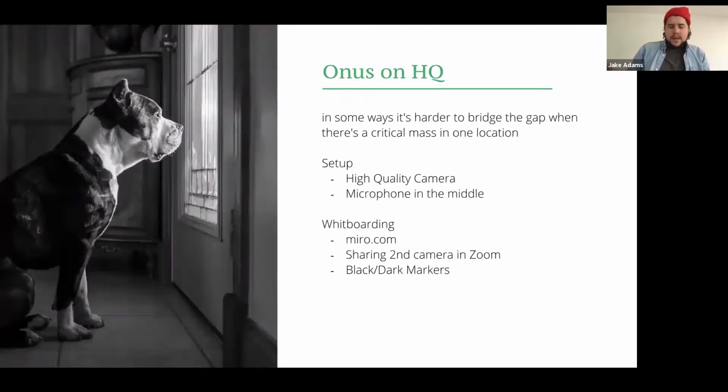Great. And then the next principle is the onus is on HQ. The onus is on HQ to create an environment where remote employees can collaborate effectively. This is very practical stuff, but a lot of it hinges on the setup at your office, making sure that you have a high quality camera that's hooked up to a computer where it can see the entire room.